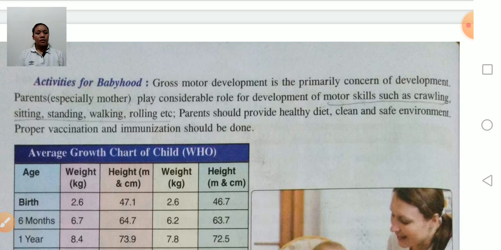The parents, especially mothers, play a considerable role in the development of motor skills, such as crawling, sitting, standing, walking, etc. The child should start crawling, sitting, standing, etc. And also parents should provide a healthy diet, a clean and safe environment, and proper vaccinations and immunization should be done for improving their motor development.